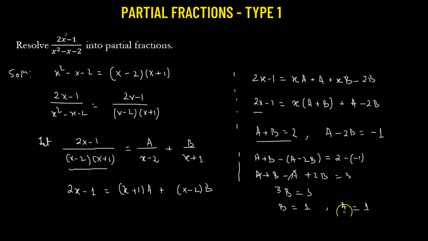So here we have obtained the values of A and B, which can now be replaced into the equation. Finally, we can say that our given fraction, 2x minus 1 divided by x squared minus x minus 2, can be resolved into two partial fractions: A over x minus 2, where A's value is 1, so 1 over x minus 2, plus B's value, which is also 1, so 1 over x plus 1. So this is the required result.